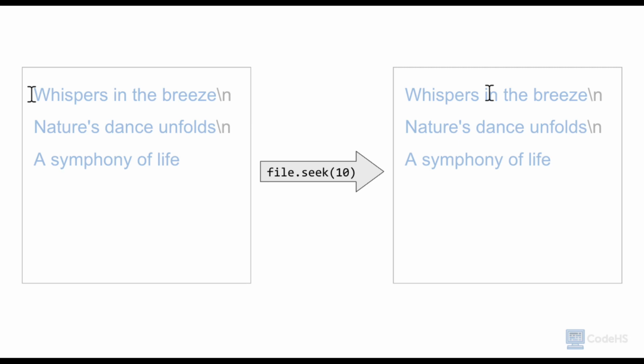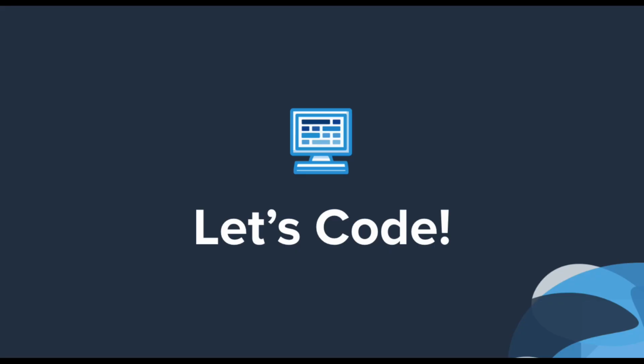For example, imagine that the cursor is located at the beginning of the file. If we called file.seek(10), it offsets or moves the file cursor 10 characters in. Even if the cursor was initially located somewhere else in the file, when this seek method is called, the cursor will move the specified number of characters from the beginning of the file. Let's explore using the tell and seek methods in some programs.